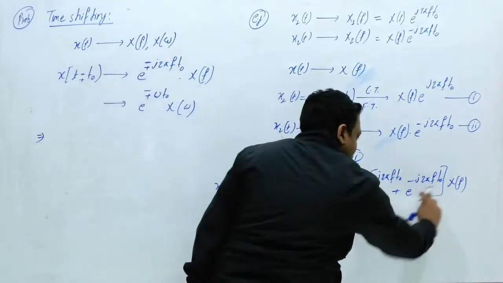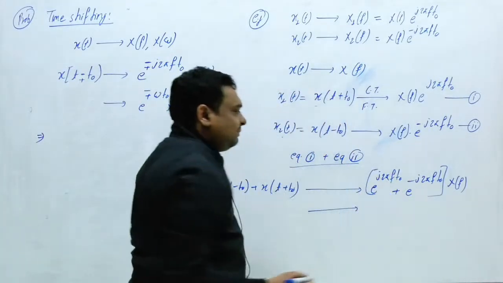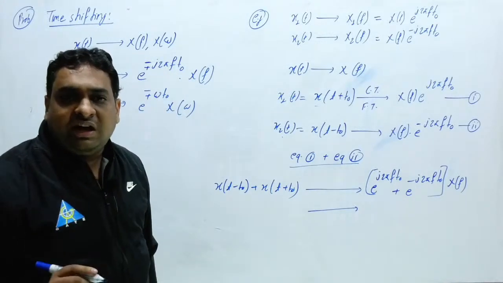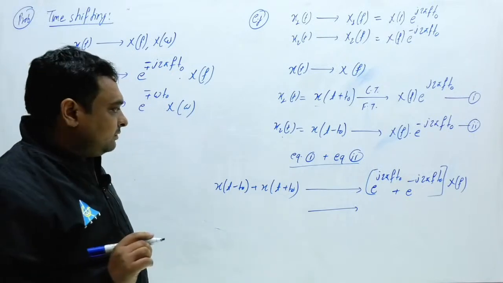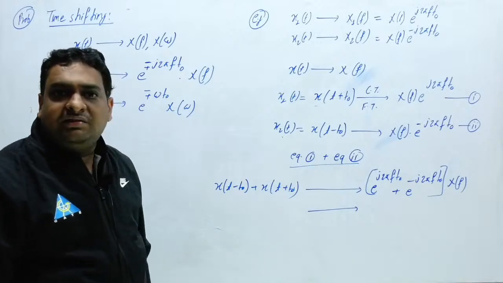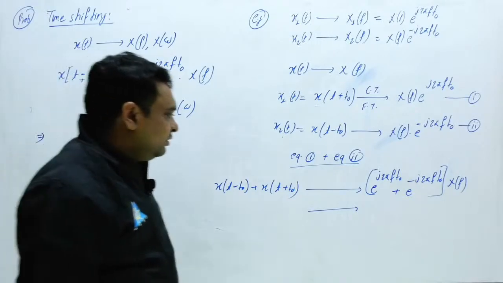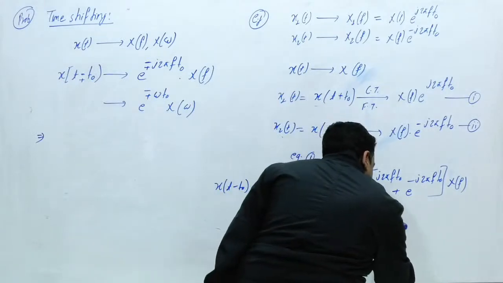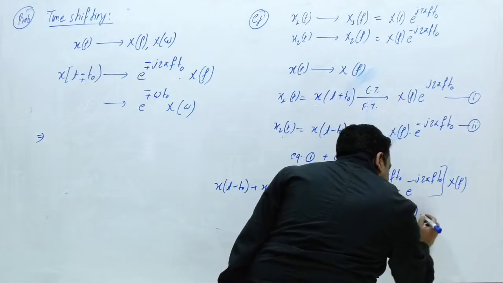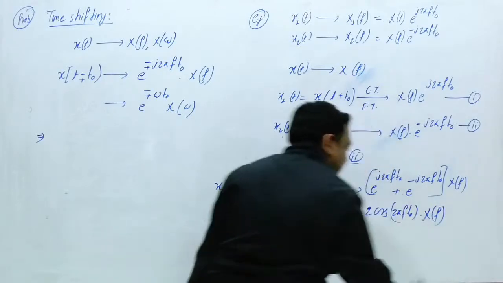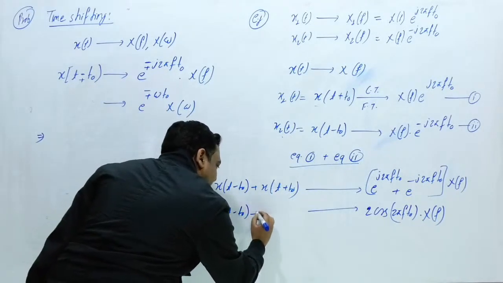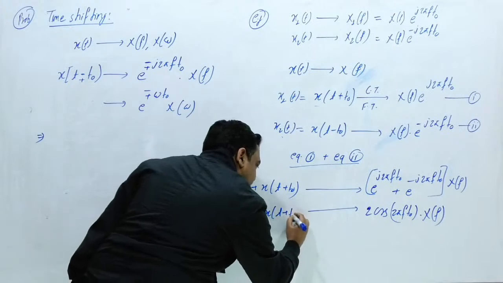And what you can write for this term? e raised to power j theta plus e raised to power minus j theta is nothing but 2 cos theta. What is cos theta? e raised to power j theta plus e raised to power minus j theta divided by 2. So what you will get here? This is nothing but 2 cos theta, where theta is 2 pi f t0, multiplied by X(f). And what will be the left side? x of t minus t0 plus x of t plus t0.